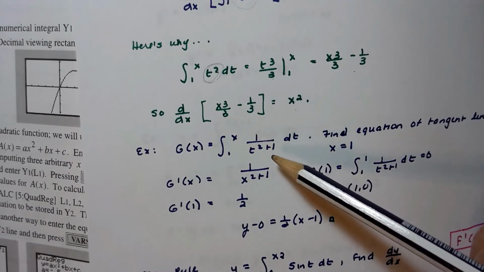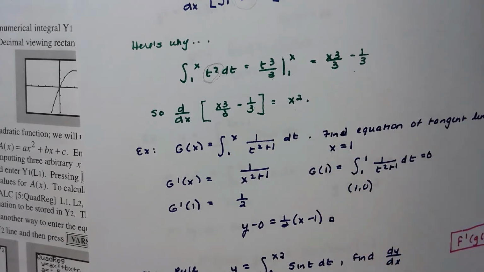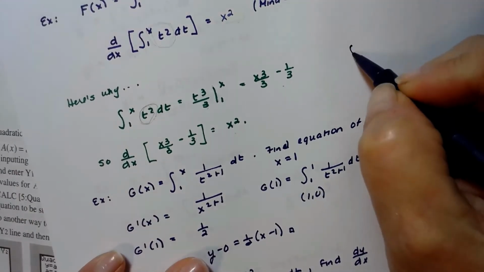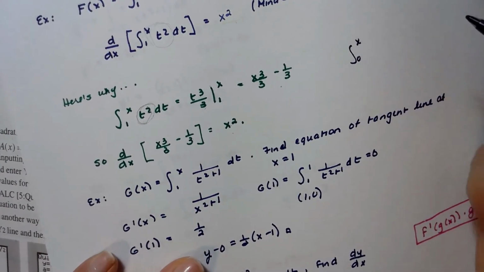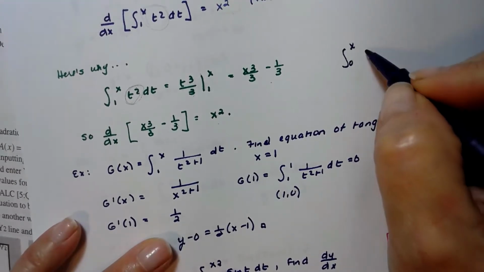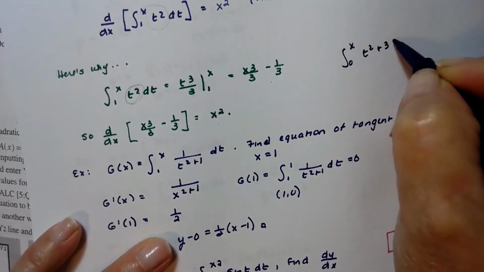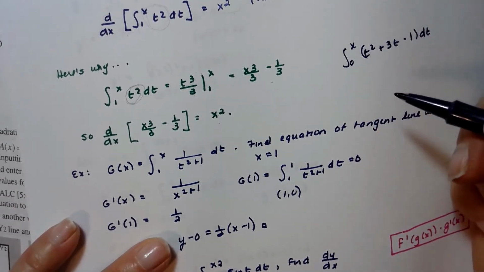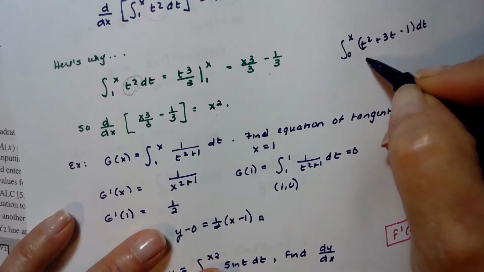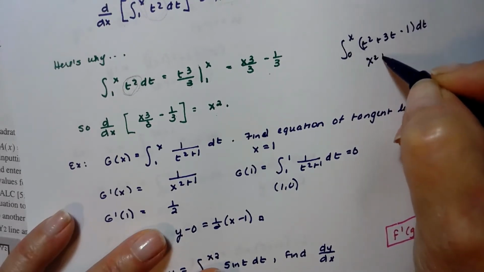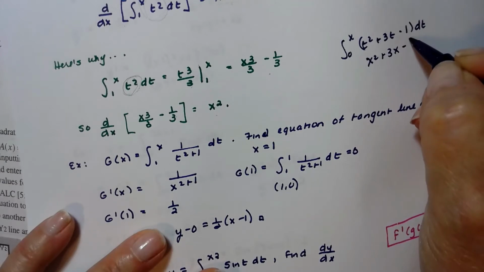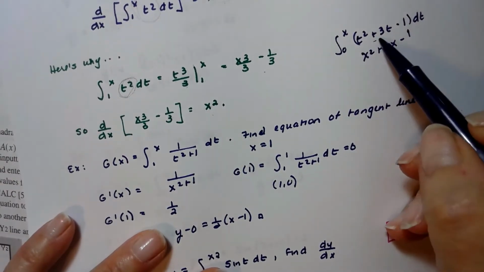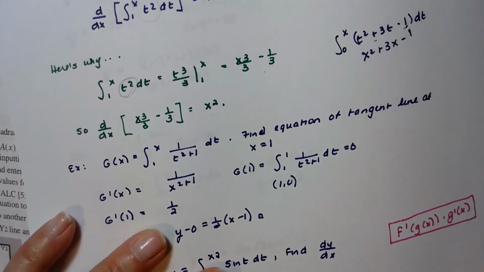It's that simple. Alright, so let me just do a little side one here. Let's suppose we have the integral from 0 to x of t squared plus 3t minus 1 dt, and I wanted you to find the derivative of this. Well, the derivative would be x squared plus 3x minus 1. All I'm doing is taking the function in here, and for every t I'm replacing it with an x. That's it.